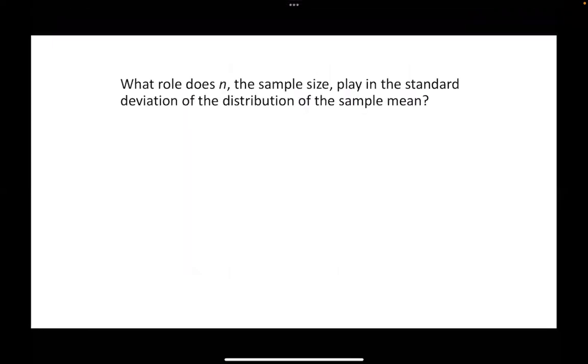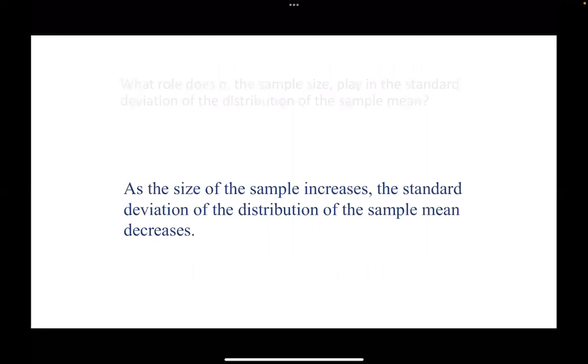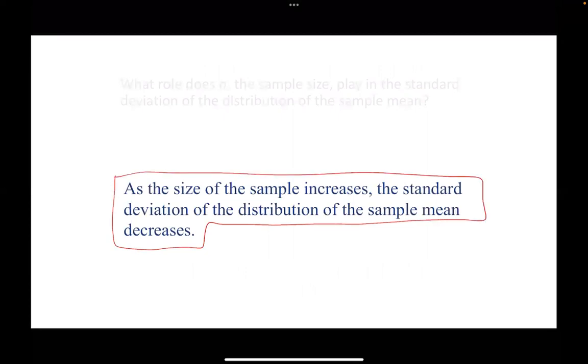So let's take a look at what role the sample size plays in this. Let's see what happens to my standard deviation as I get bigger sample sizes. So this right here is probably a good thing to write down. It's quite possible there'll be a question somewhere about that. I don't know if it's in the homework or the quiz, I can't remember, but I know that it does come up. As the size of the sample increases, the standard deviation of the distribution of sample means decreases.